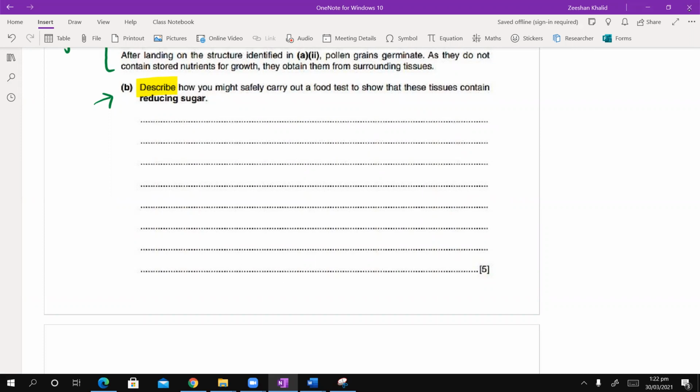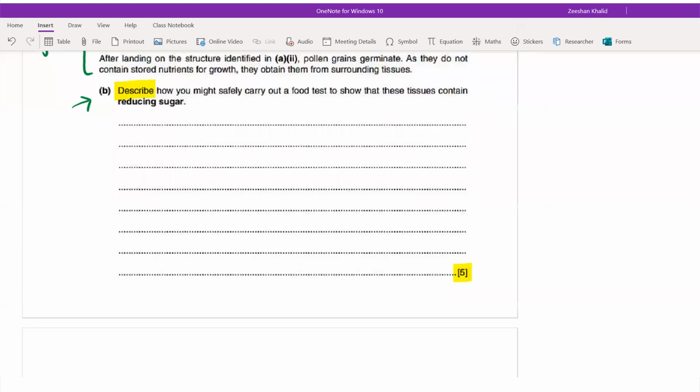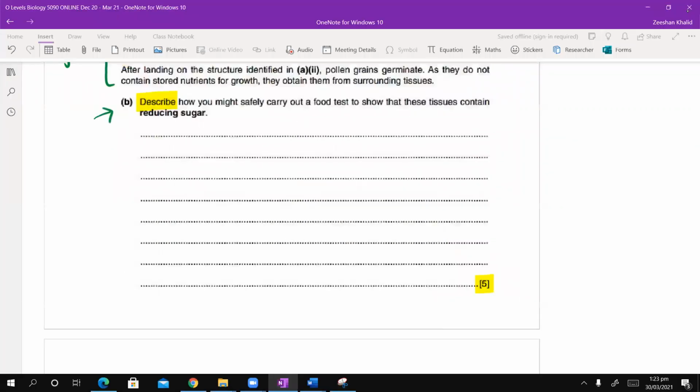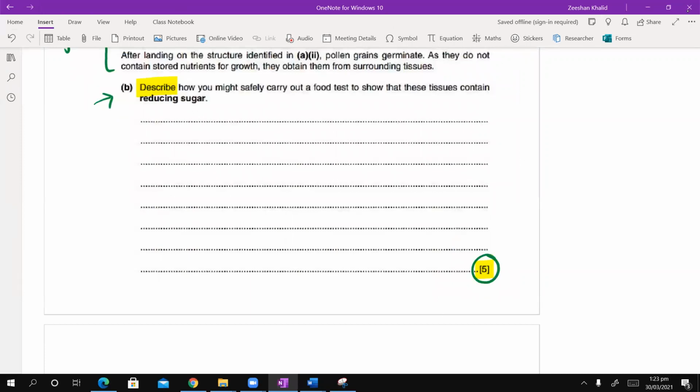Okay? So whenever we are reading an exam style question, the first two things that I want you to understand is number one, the glossary word, which is describe in this case. And number two are the marks. Okay. Our marks kitne hain? 5 marks. Okay. So now let me read the statement of the question.